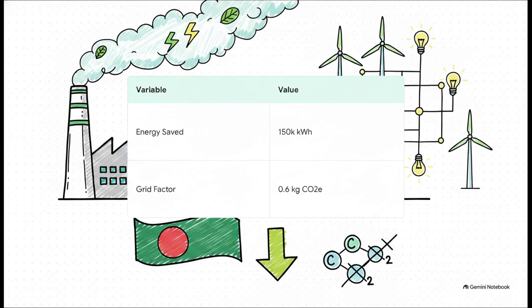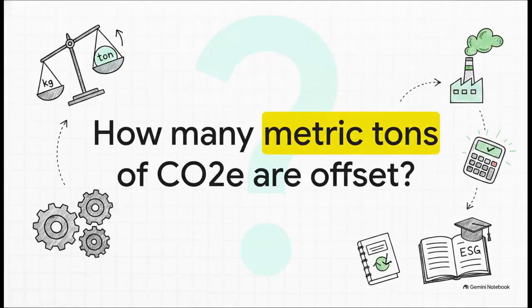Let's say an initiative saves 150,000 kilowatt hours of energy. The Bangladesh grid factor is 0.6 kilograms of CO2 equivalent per kilowatt hour. So, how many metric tons of CO2e are offset in this scenario? Now, if you're scribbling this down, pay very close attention to the unit conversion here. It is a classic exam trick question.